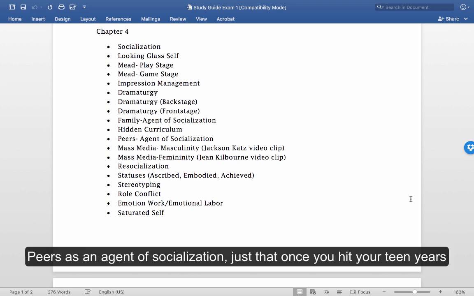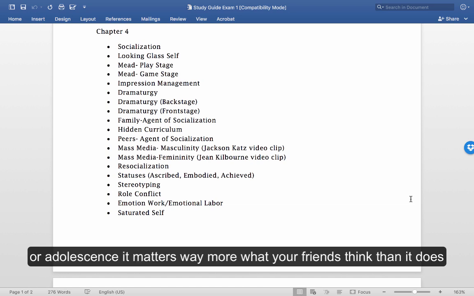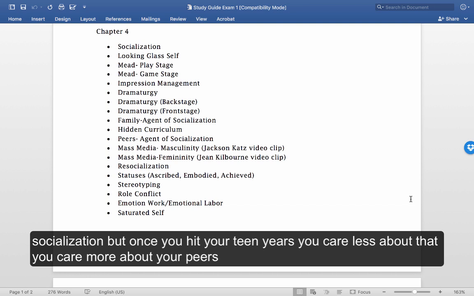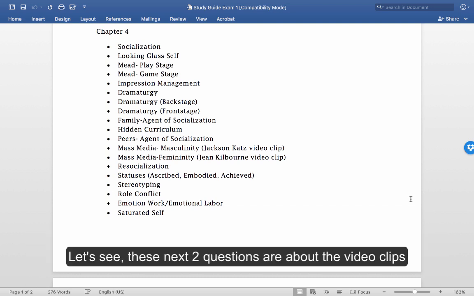Peers as an agent of socialization, just that once you hit your teen years or adolescence, it matters way more what your friends think than what your family thinks. So your family might be the primary agent of socialization, but once you hit your teen years, you care less about that. You care more about your peers.